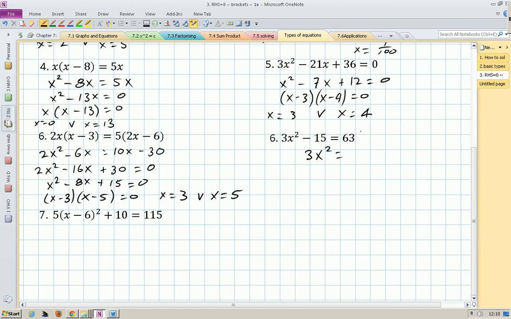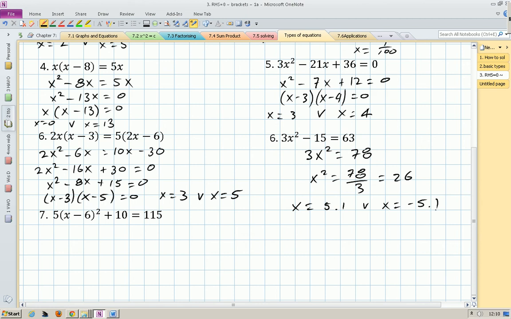That is going to be 78. Is that right? Yeah. So then I got x squared equal to 78 divided by 3. I'm going to use a calculator, I need that square root anyway. 78 divided by 3 is 26. So x will be equal to the square root of 26, which is 5.1, or x is going to be equal to minus 5.1.